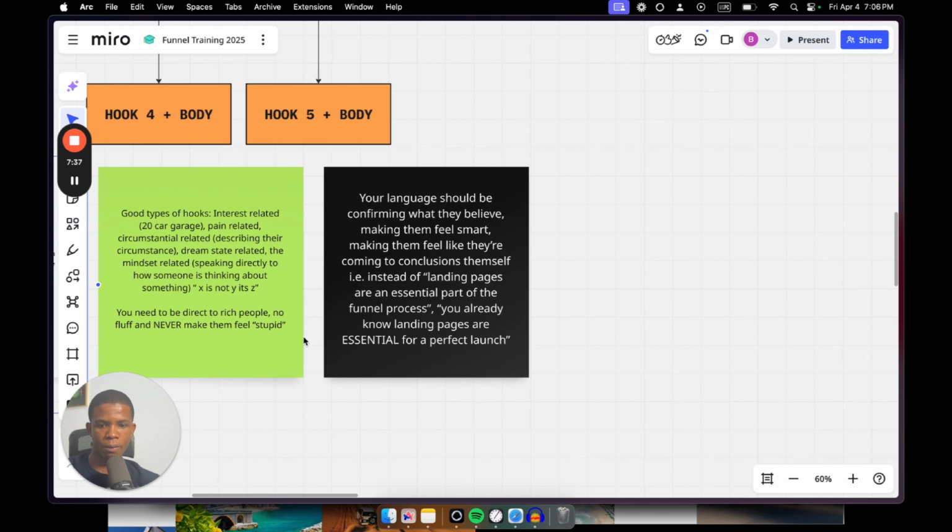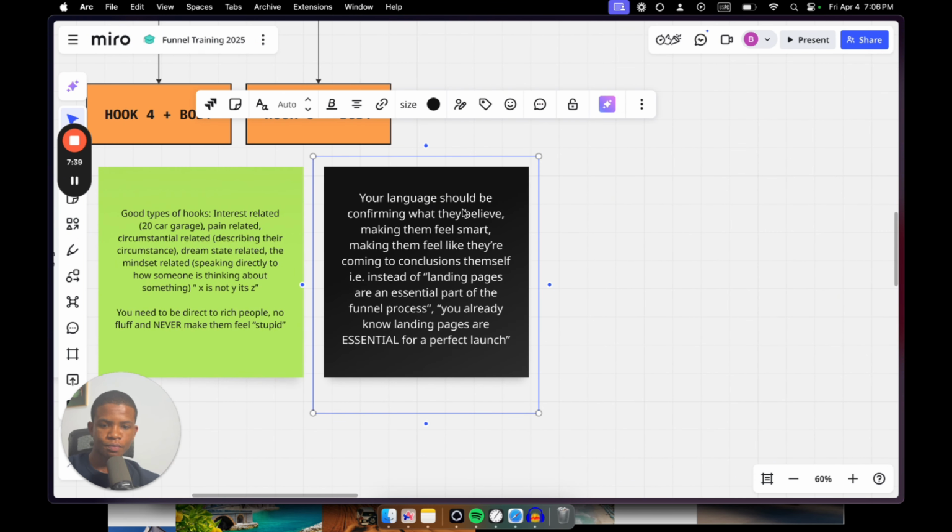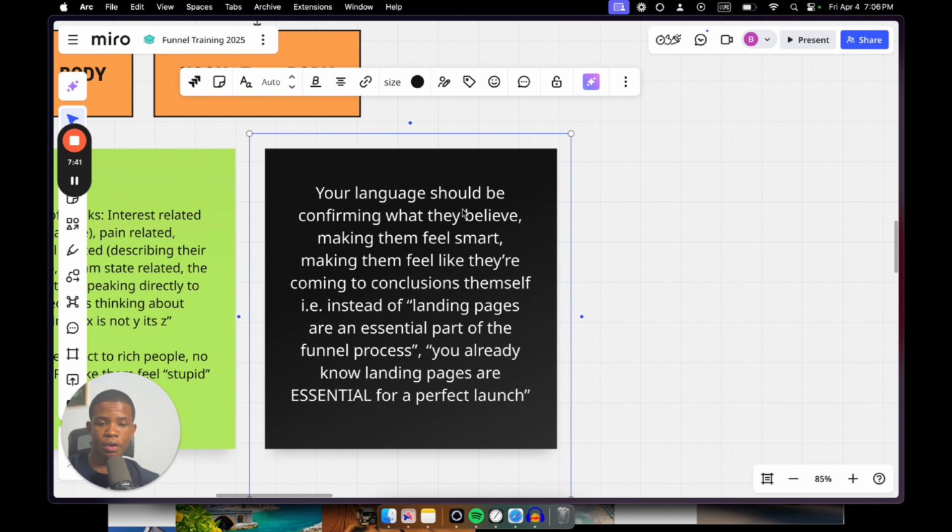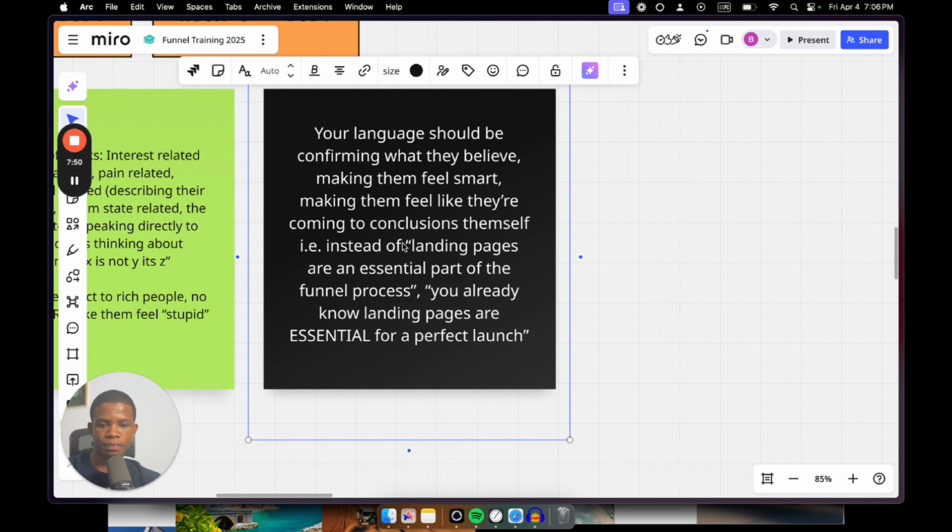Hopefully that makes sense. Now, for rich people, your language should be confirming what they believe, make them feel smart, make them feel like they're coming to the conclusions themselves. So instead of telling them, "Oh, if you don't do this, you're never going to make money," you should use something like, "Landing pages are an essential part of the process, and it's essential for a perfect launch. So you already know that this is essential."